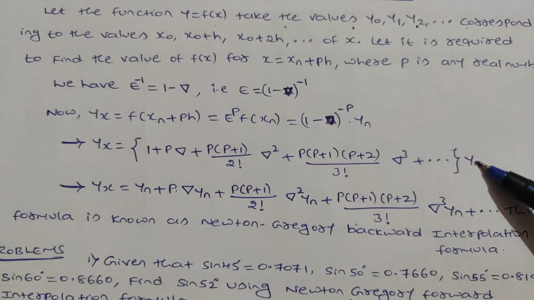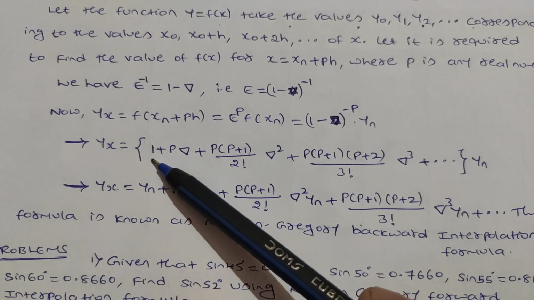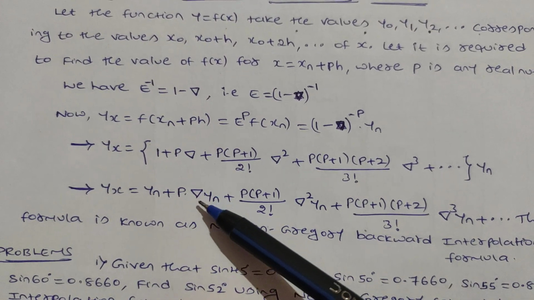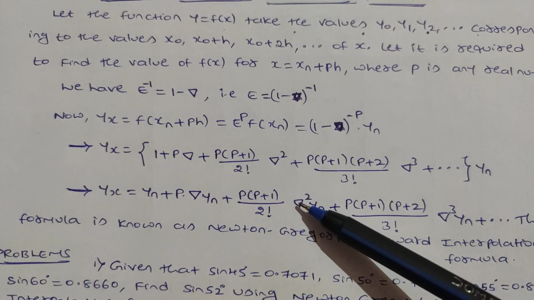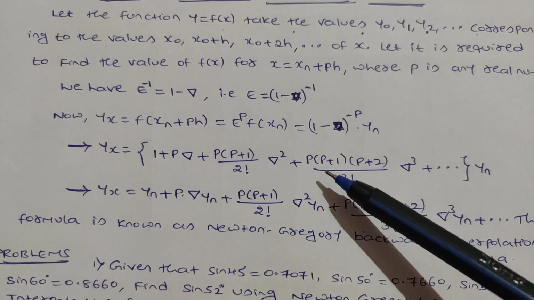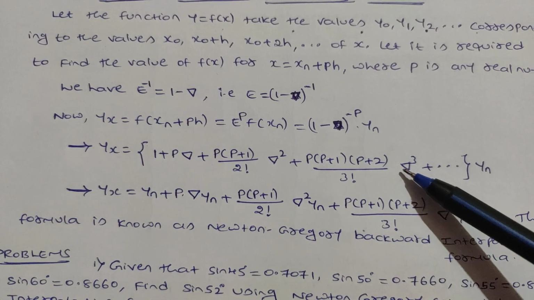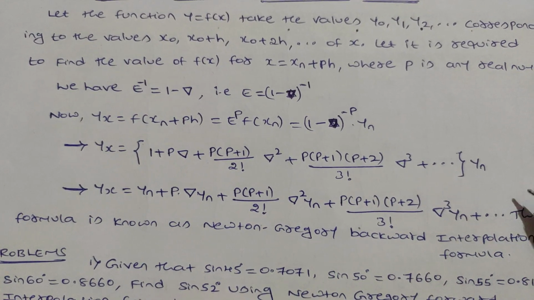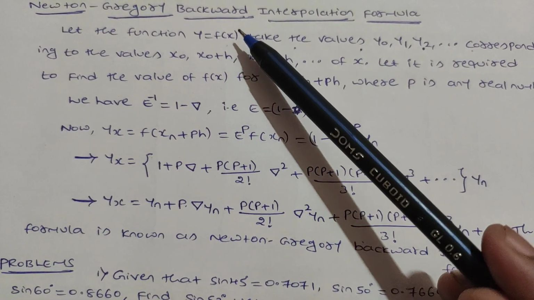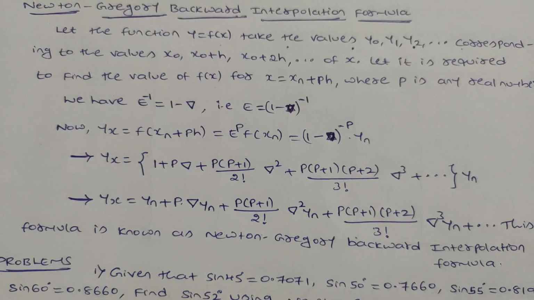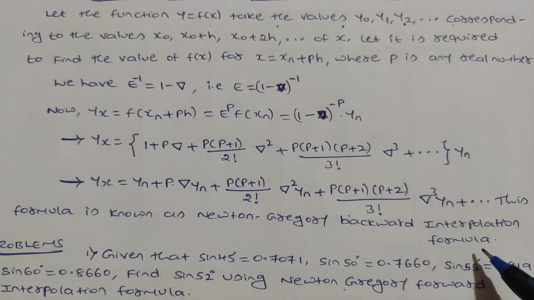So now when we multiply the terms, we observe yn plus p into del of yn plus p into p plus 1 divided by 2 factorial into del square of yn, plus p into p plus 1 into p plus 2 divided by 3 factorial into del cube of yn, plus etc. Here this symbol stands for the backward operator. So this formula is known as the Newton-Gregory backward interpolation formula.